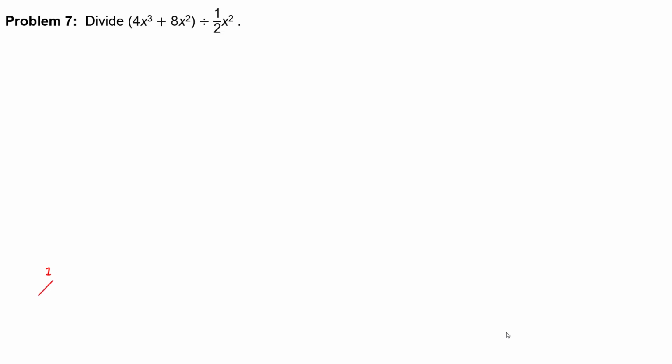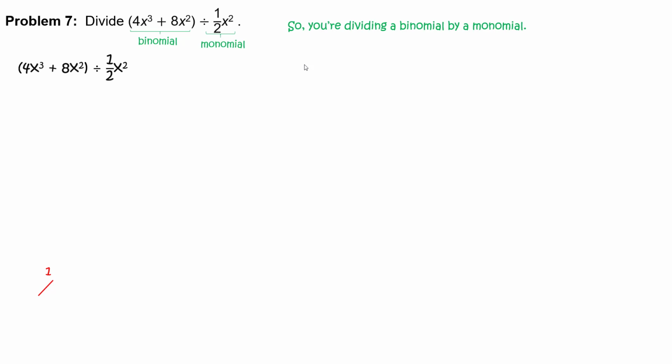Problem 7. Divide a binomial by a monomial: 4x cubed plus 8x squared. That's my dividend, what I'm dividing, and what I'm dividing by is 1/2 x squared. All right, let's try this. You're dividing a binomial by a monomial, so I'm going to first write out the problem, and then rewrite the division problem as a fraction. Of course, I run into a problem of there being a fraction in the denominator. We're going to deal with this when we need to.